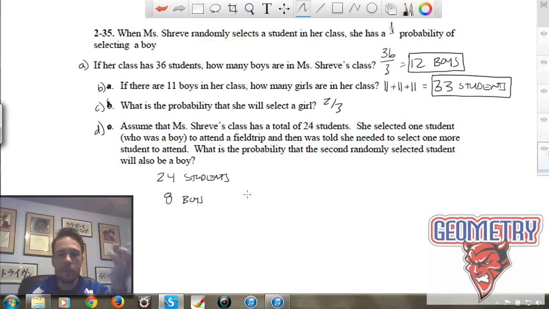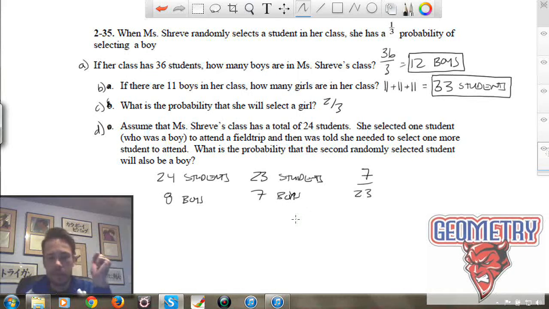One of those boys was selected. So now, out of the pool that's left, there's 23 students, and only 7 of them are boys. So when it says, what is the probability the second randomly selected student will also be a boy, that's 7 out of 23. I don't know what that is as a percentage. That doesn't reduce nicely. We'd have to calculate that out. 7 divided by 23 ends up being somewhere around 30.43%, so a little less than the 1/3 probability of before.